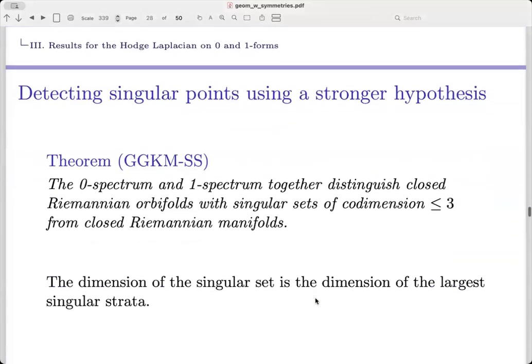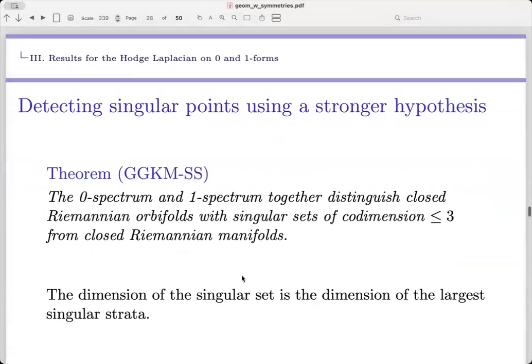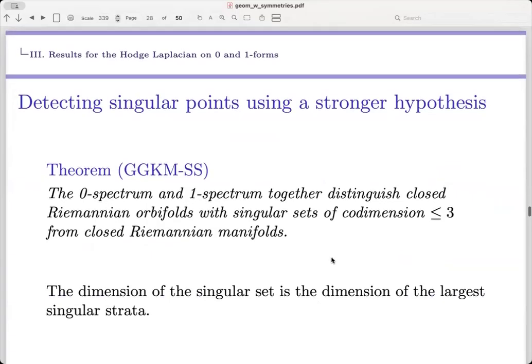So what do we do? So we want to hear the singular set. So my first big collaborative group showed if you combine forces, you take your 0 spectrum and your 1 spectrum, then we can hear the singular sets when the singular sets are relatively large, codimension less than or equal to 3.